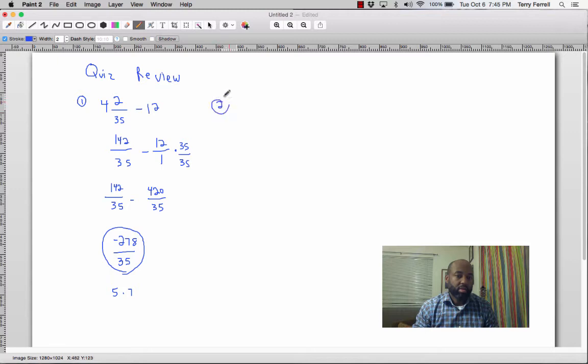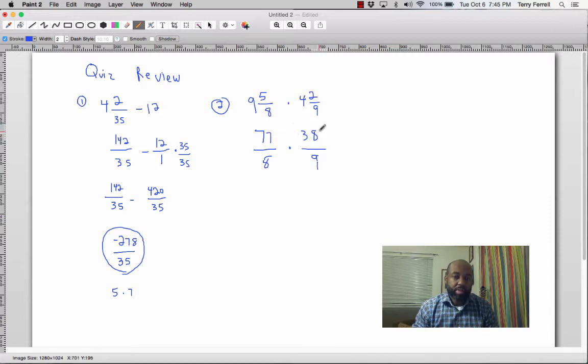All right, we're gonna roll. Number 2. 2 is 9 and 5 over 8 times 4 and 2/9. Here, we just work it out. Let's see. Change to an improper fraction. 72 plus 5, 77 over 8. And then 36 plus 2, that's going to be times 38 over 9.